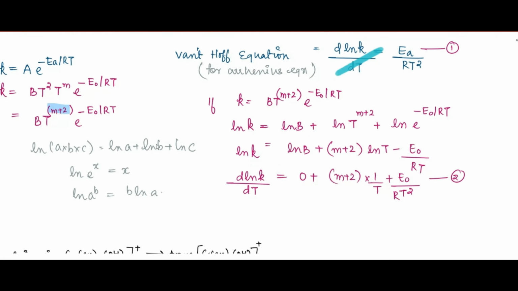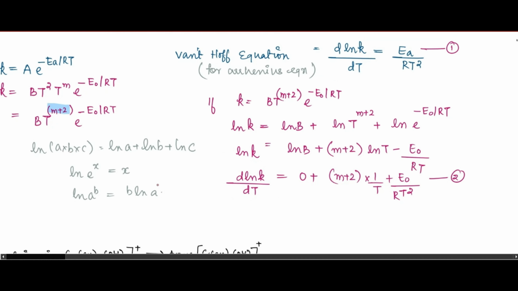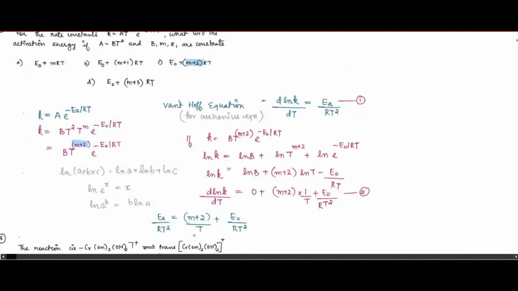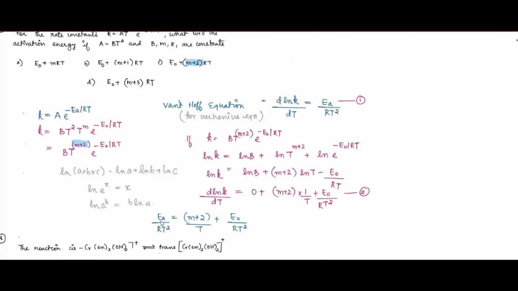Now LHS രണ്ടും same ആയിട്ടുണ്ട്. You will compare the RHS of these two. Compare the RHS. EA by RT square is equal to m plus 2 by t plus E0 by RT square. എന്താണ് ചോദ്യം? In the question, what they have asked is what is the value of EA? Solve ചെയ്ത് പറഞ്ഞേ. EA is equal to what? എന്നാണ് ചോദിച്ചിട്ടുള്ളത്.